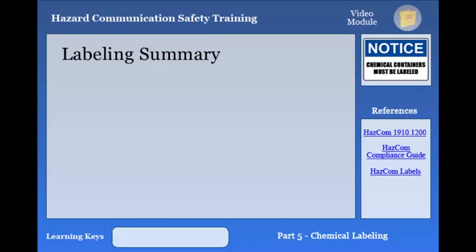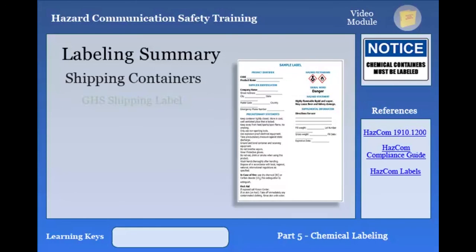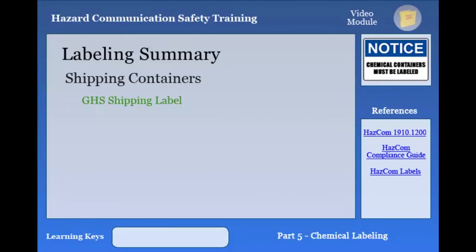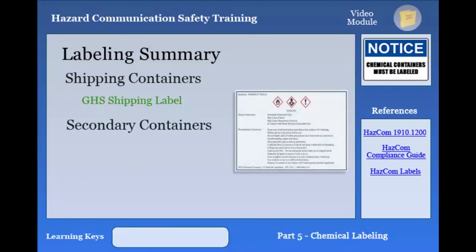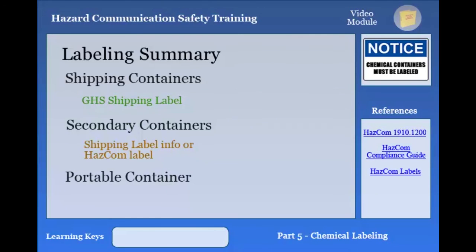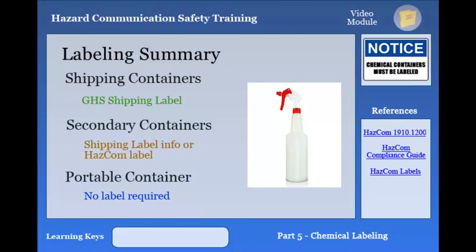Now for a quick review on labeling requirements. Chemical shipping containers must have a GHS shipping label. Secondary containers must have either the information from the shipping container label, or a hazard communication compliant label. Portable containers do not require a label, as long as the chemical in the container was transferred from a labeled container, and the person who performed the transfer maintains control of the container.